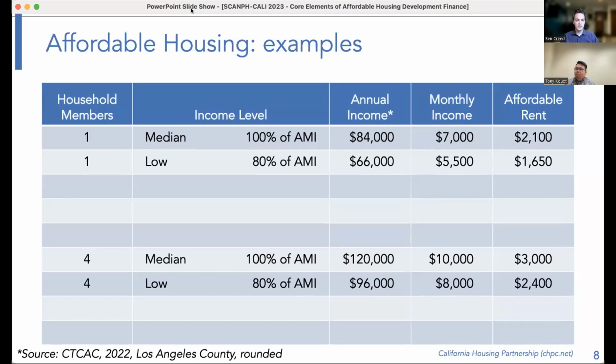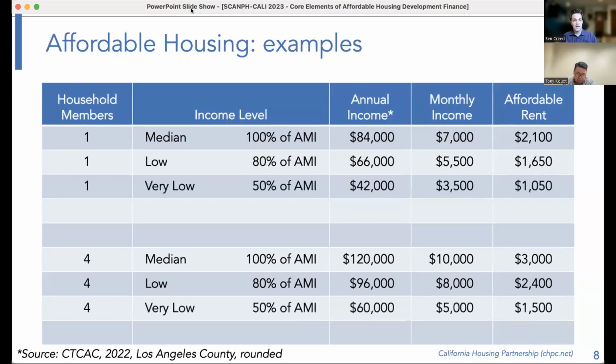And so that term low income from the previous slide, it's typically defined as 80% of median income, or 20% less than the median income. So it's $66,000 for an individual, or $96,000 for the four-person household. Now this 30% rule is saying that the budget would be $1,650 a month, $2,400 a month for the 2 or the 3-bedroom unit. Now it's getting a little bit harder to find the type of housing that these households might want. And at the very low income level, half of median income, 50% of AMI, $42,000 for an individual.